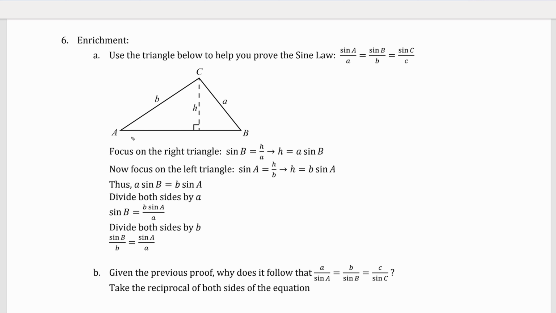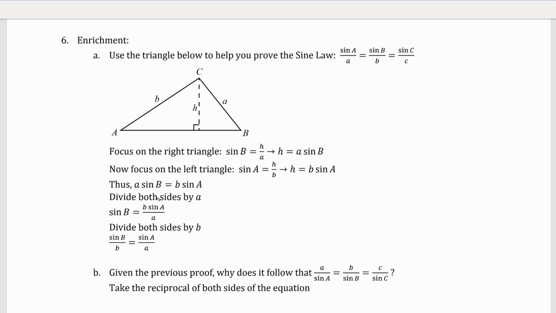Sine A equals opposite over hypotenuse, h over b. Multiplying both sides by b, we get h equals b times sine A. We also have h here. We know that h is this as well as h is this, so therefore we can equate these two things together. a sine B equals b sine A.